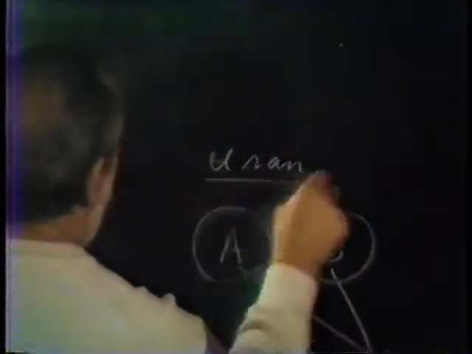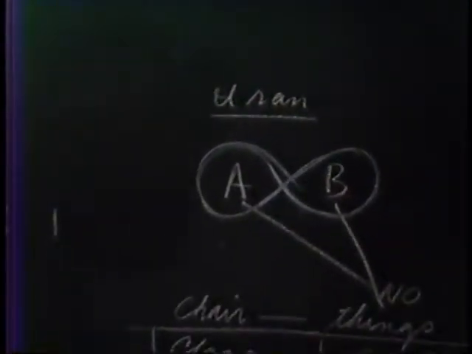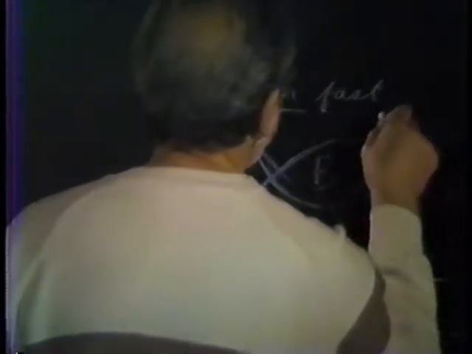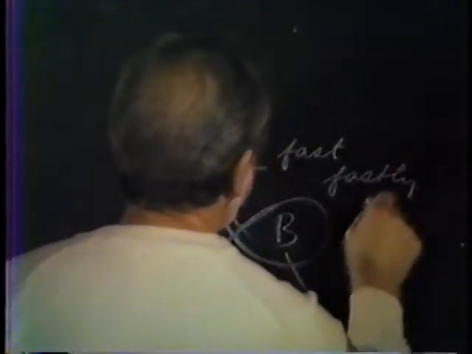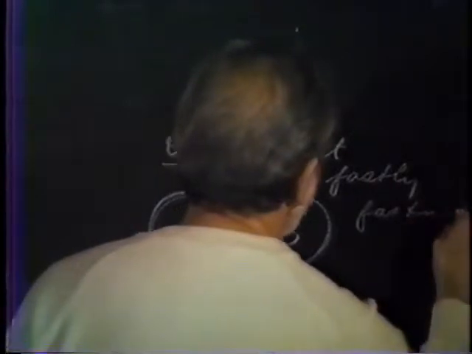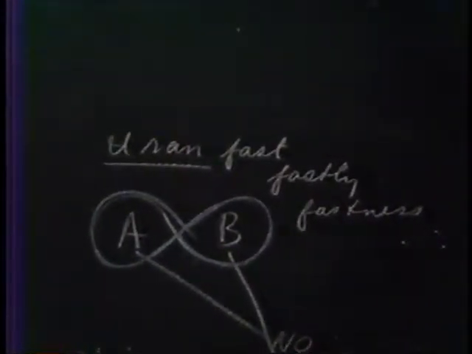Okay. I ran. All right. If I want to describe how I ran: fast. Fast. All right. Fast. Quickly. Fastly. Fast. Fastness. How can I use these three words? Or notice we may have to change them.